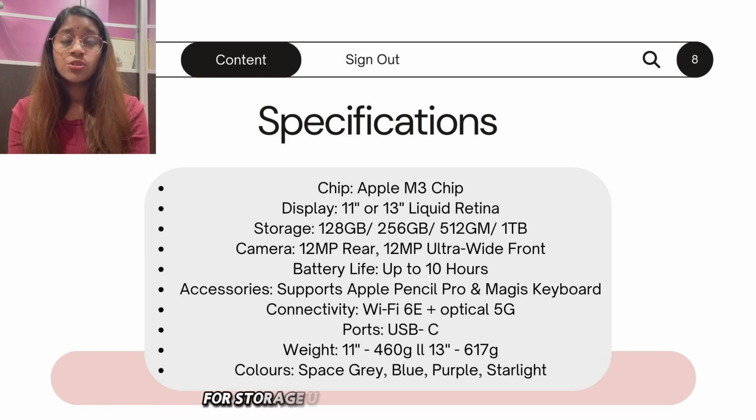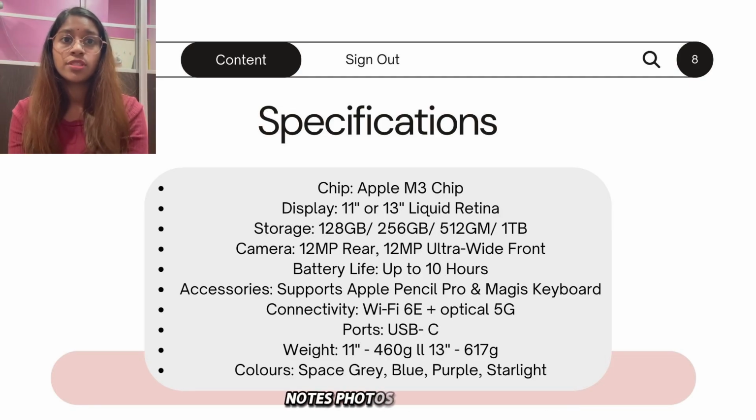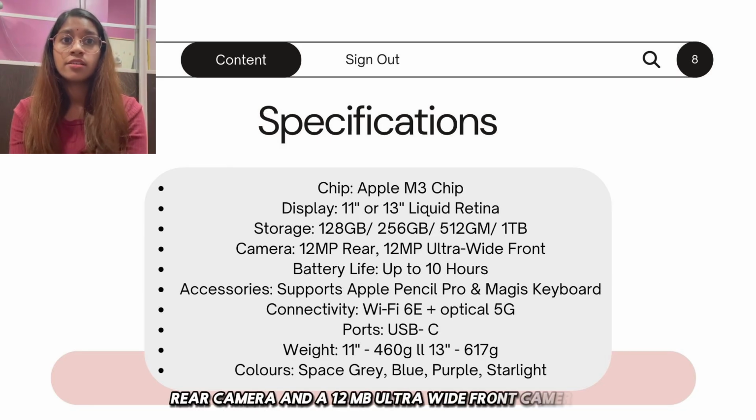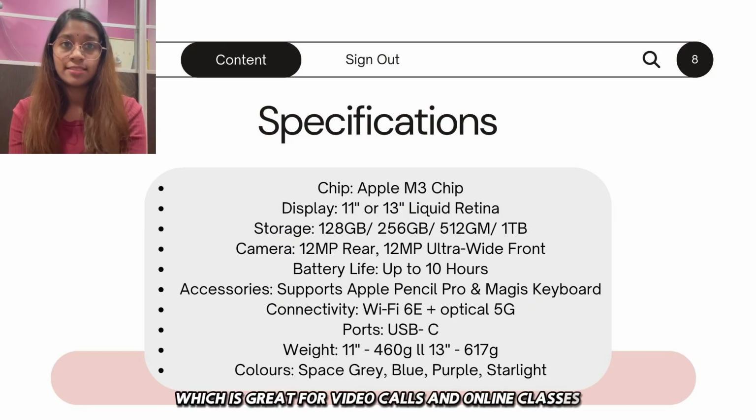For storage, users can choose from 128GB, 256GB, 512GB or even 1TB, depending on how much space they need for apps, notes, photos and files. The camera system includes a 12MP rear camera and a 12MP ultra-wide front camera. The front camera is placed in landscape position, which is great for video calls and online classes.